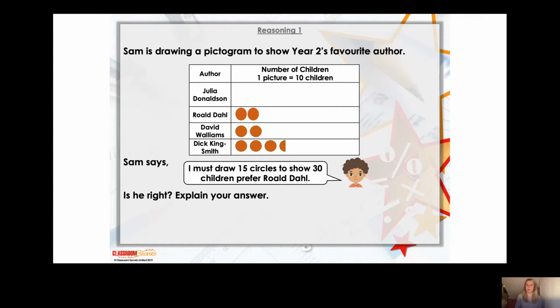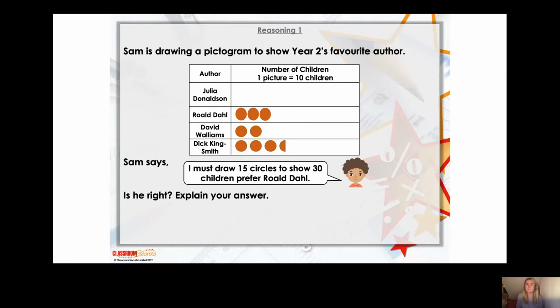Okay, now I need 30 children. If I add another circle, how many children will that represent? Well, my first circle represents 10 children. My second circle represents 20 children, and my third circle represents 30 children.